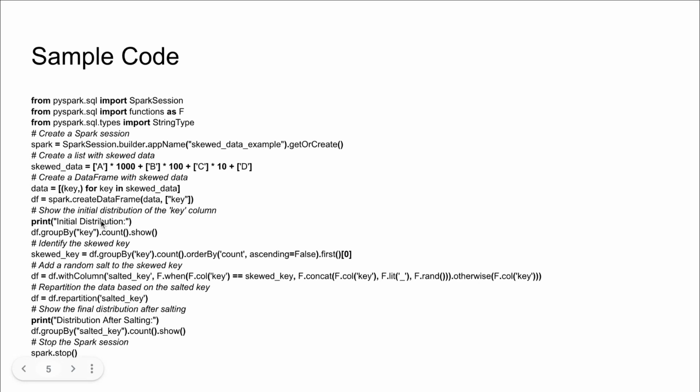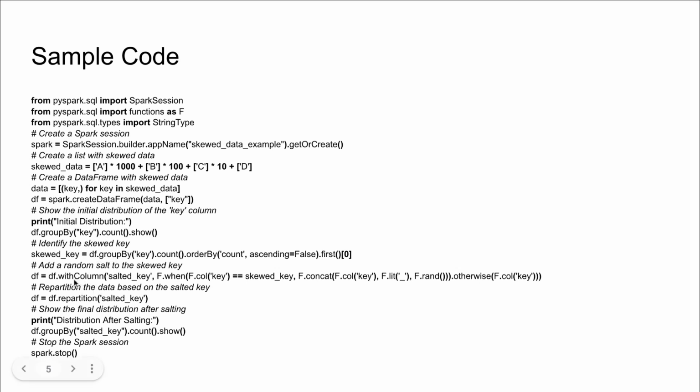This is the data frame that we created here with the help of count. So we will know which key is having a lot of data. And once we have identified the skewed key, in the next step we are identifying the skewed key using count, order by and ascending. We are writing the group by count, and whichever key comes first, we identify as the skewed key. So here in this case A is the skewed key.